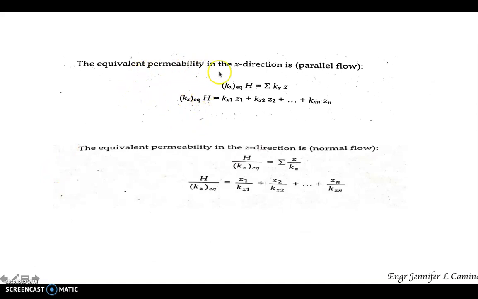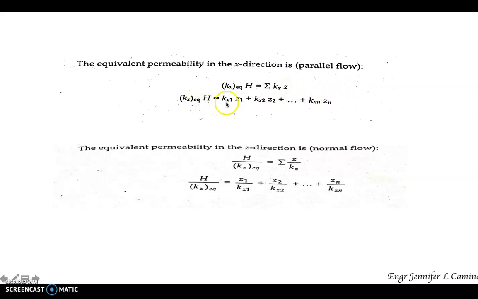So to compute for equivalent hydraulic conductivity in the x direction, which has a parallel flow, you're going to have this one. So k sub x equivalent, this is now our equivalent hydraulic conductivity that you're going to solve, times H, the total height of the soil layer, is equal to the summation of k of x times z. So meaning to say, you're going to add all of the hydraulic conductivity multiplied by the depth per layer.